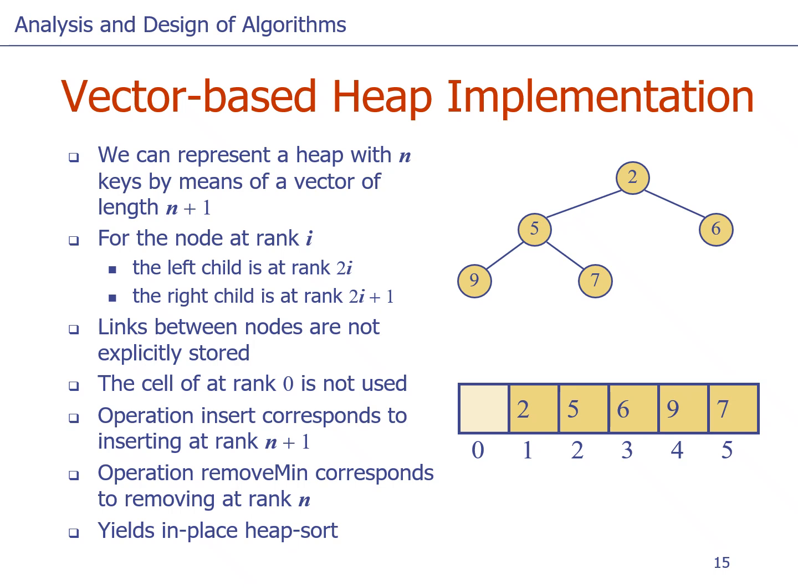The children of 5 are 9 and 7. 5 is in index 2. So its children are going to be at 2i, which is 4, and 2i plus 1, which is 5. And that's what you see, 9 and 7 went into 4 and 5.